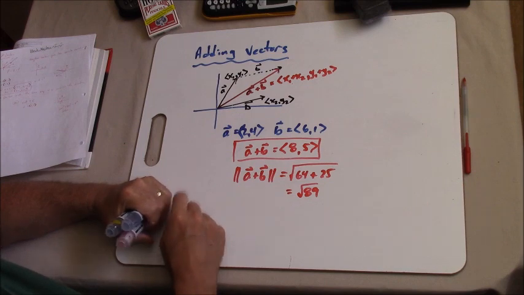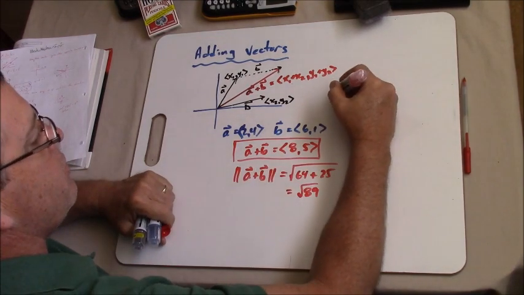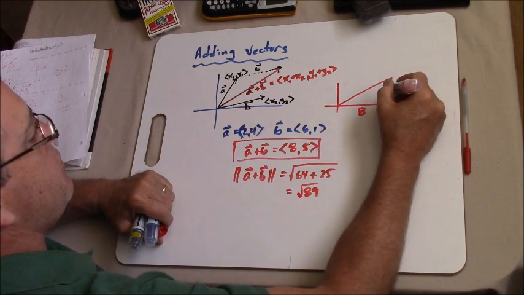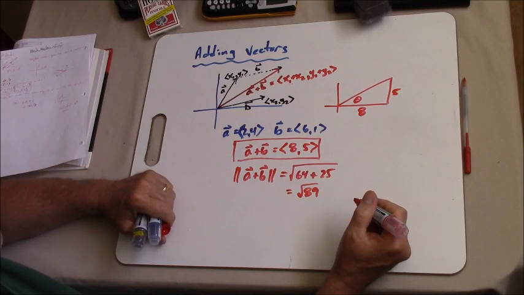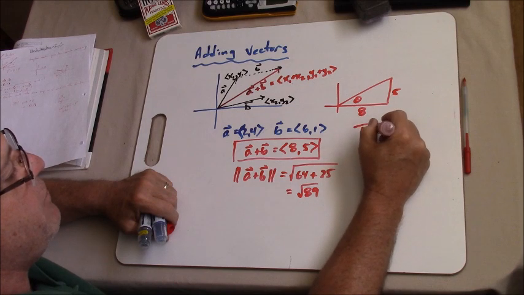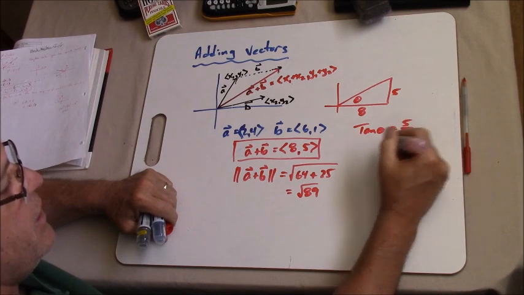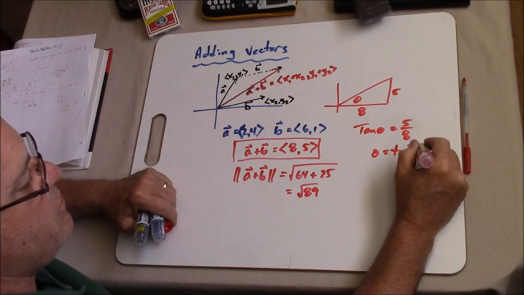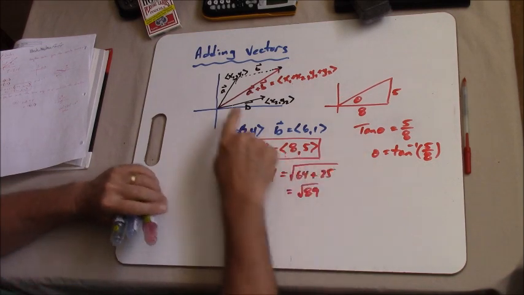One more thing. What if I wanted to find the direction of this red vector? Well, I know that I've got this triangle. Here's my xy axis. This triangle goes out 8 units along the x-axis and up 5 units. I should be able to find that angle pretty easily, right? If I just say that the tangent of theta equals opposite over adjacent, and then theta equals the inverse tangent of 5/8, then I could figure out what that angle is, and I know the direction of that vector.